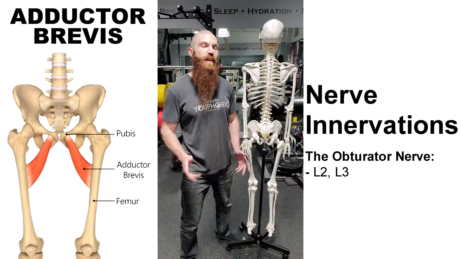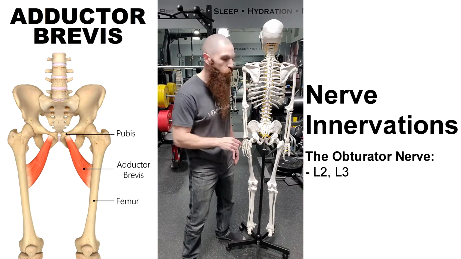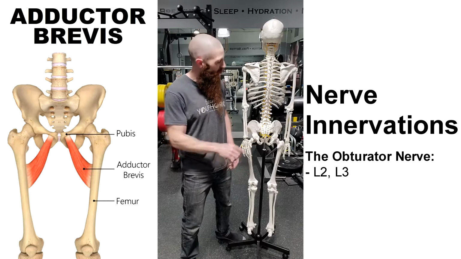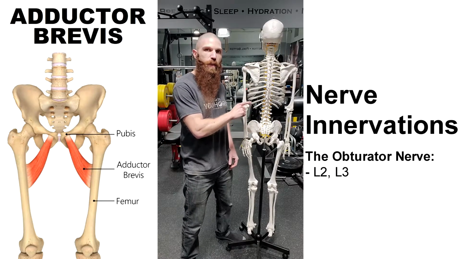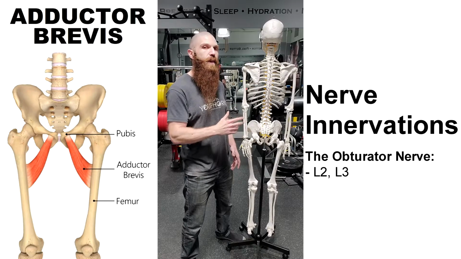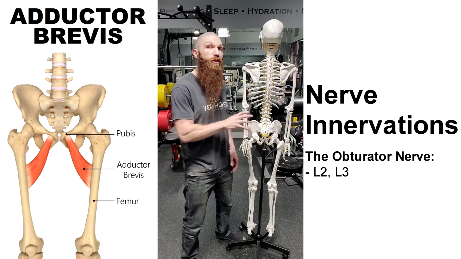The adductor brevis is innervated by the obturator nerve, and more specifically, it's going to be your L2 and L3 nerve roots. And the reason that's going to be very important is because if you have any type of damage or compression to those nerve roots, then the nerves are not going to be able to send the proper signal to the adductor brevis, and it's not going to be able to fire properly. And if it doesn't activate properly, that can limit blood flow and oxygen to that area.